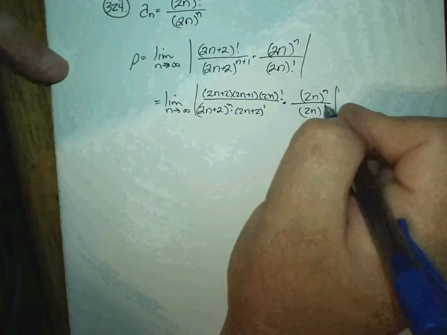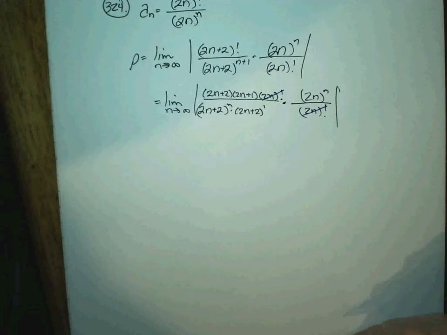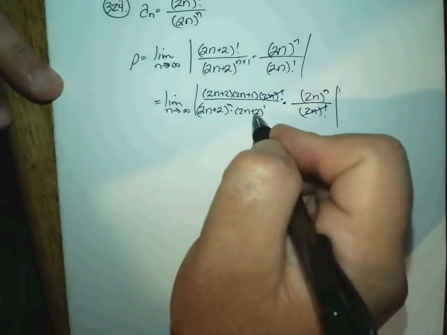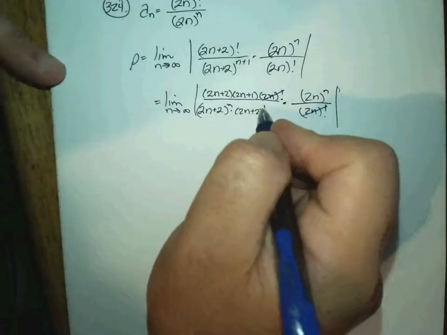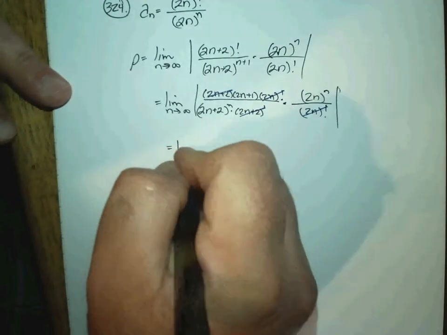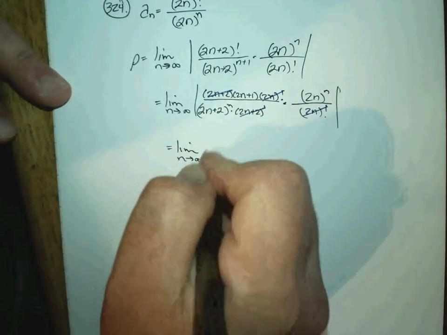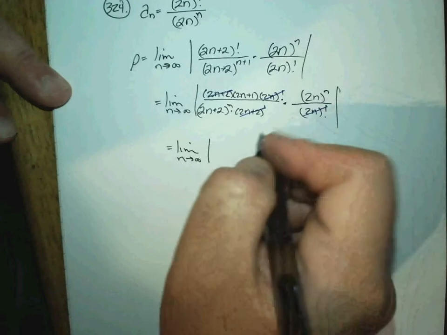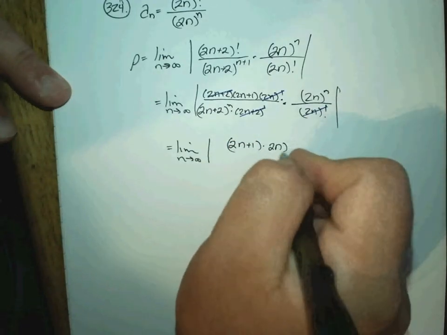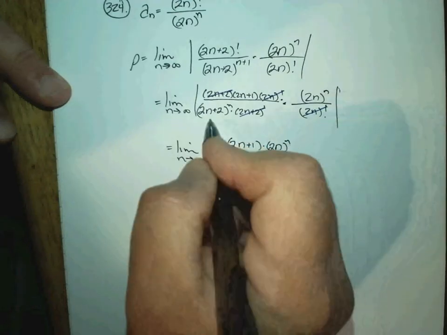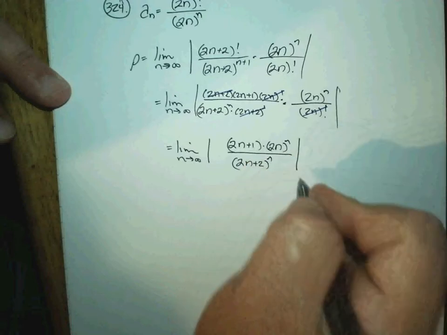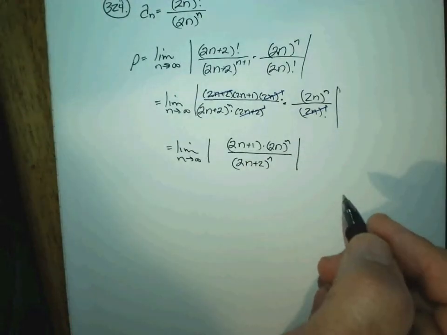Now think about any cancellations that you can do. Well, the 2n factorials cancel. That takes care of that. This 2n plus 2 here cancels with this 2n plus 2 here. And so what I'm left with is 2n plus 1 times 2n to the n over 2n plus 2 to the n.